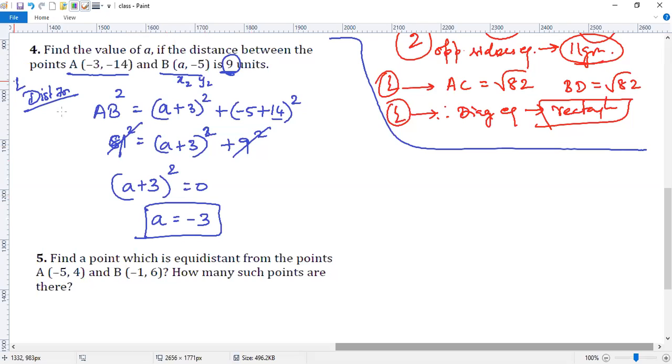So for writing the distance formula, half a mark, for equating it, half mark, and for finding the final answer of A to be minus 3 by simplifying, it is 2 marks. So totally 3 marks for this question.